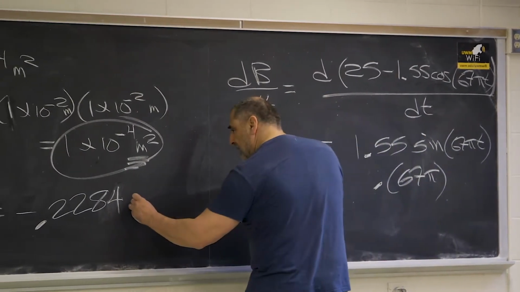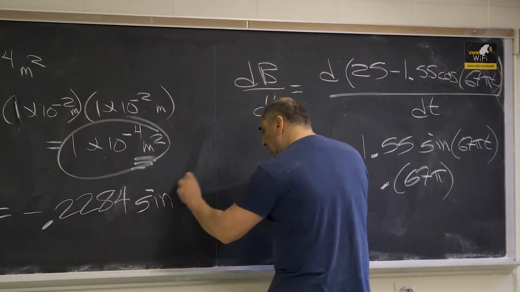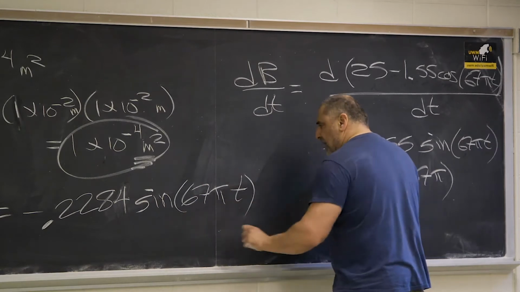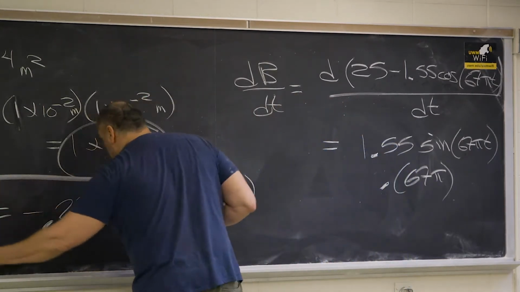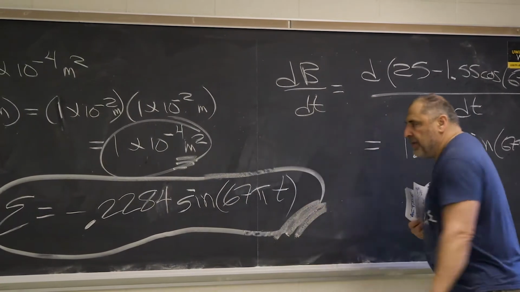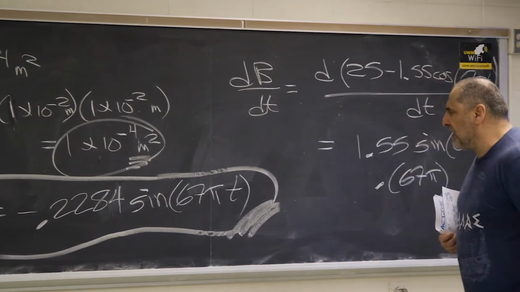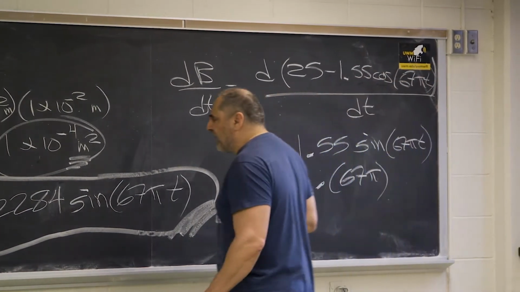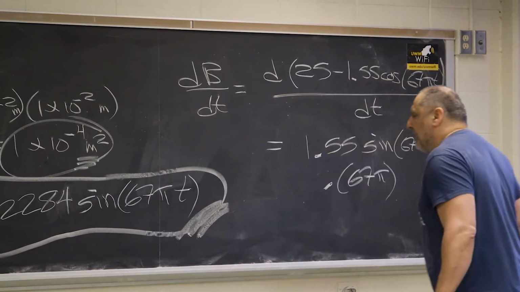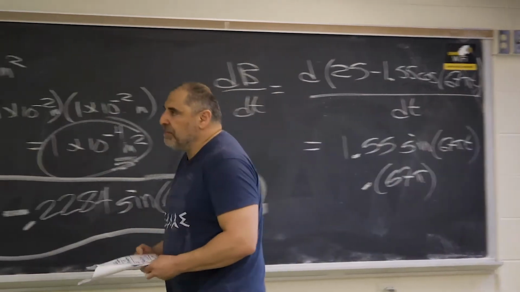0.2284 sine. After you grind everything out, the sine is still there, it's going to vary. That means the electromotive force is going to vary. If the flux is constantly changing, the EMF is constantly going to change. If the flux is a very strongly variable quantity, as this is, the EMF is going to change strongly. So that was 27.